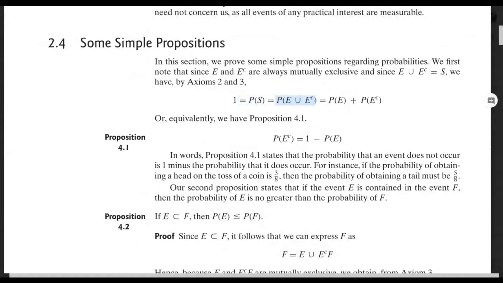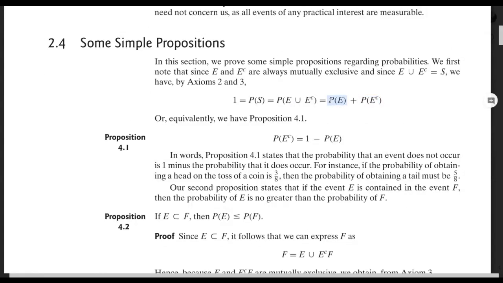Some simple propositions. The probability of the sample space equals 1. Of course, use the probability of the union of the event and its complement, right? Because what is event union its complement? That's the sample space. So any event union its complement is the whole sample space. And this is a disjoint union, so that's the sum of the probability of the event and the probability of its complement.